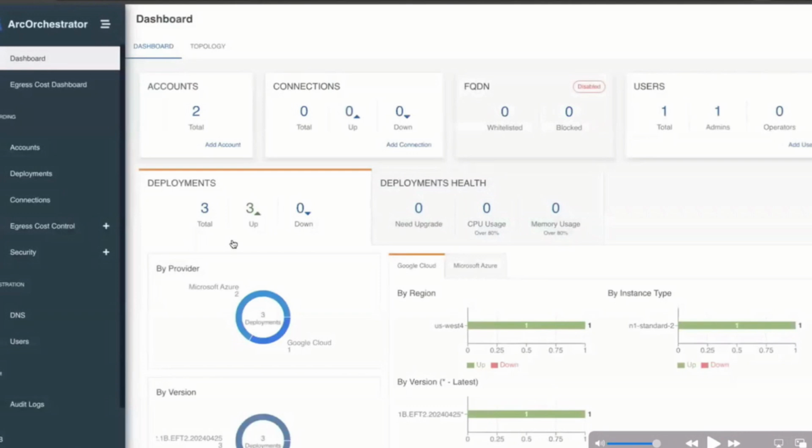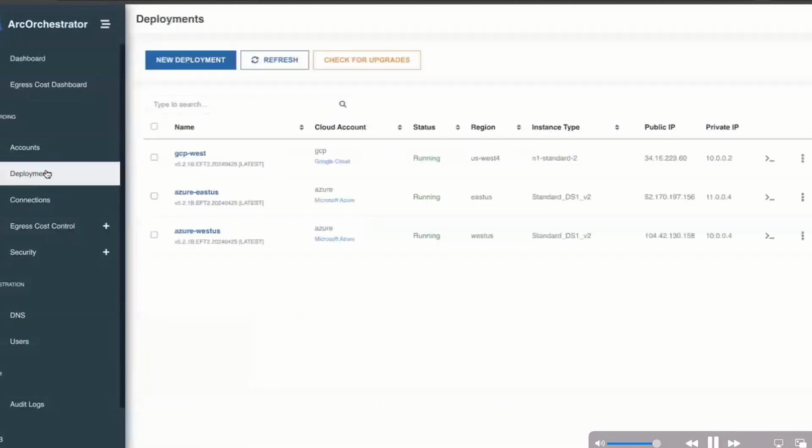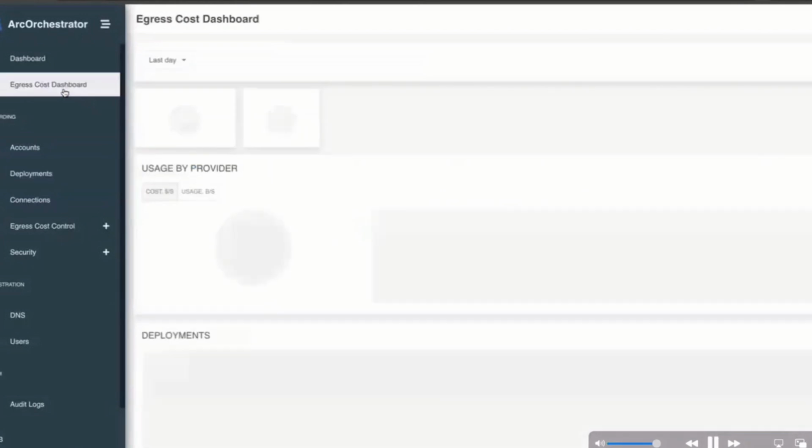It supports role-based access control. Now we're looking at this screen where we can see there are 3 Arc Edges. One is deployed in GCP and 2 Arc Edges are deployed in Azure. Let's go and see what we can do with ECC.